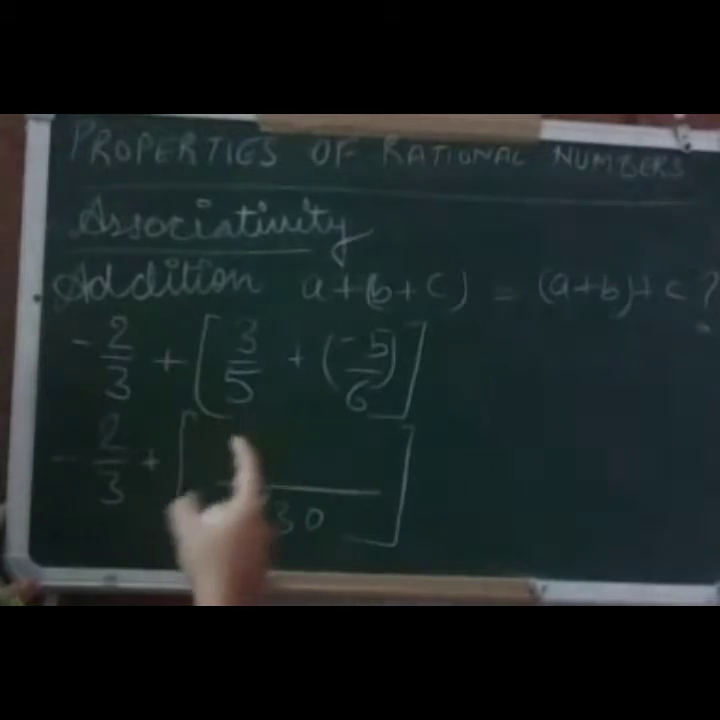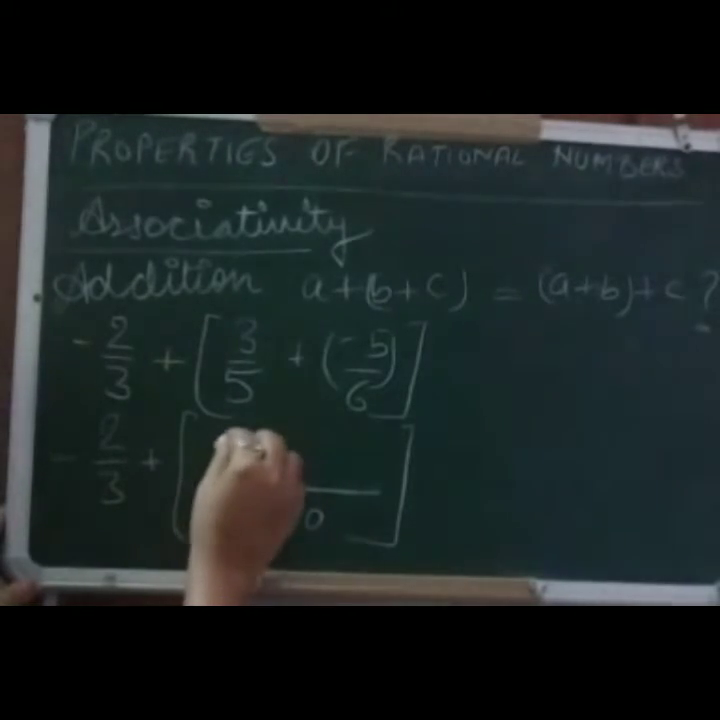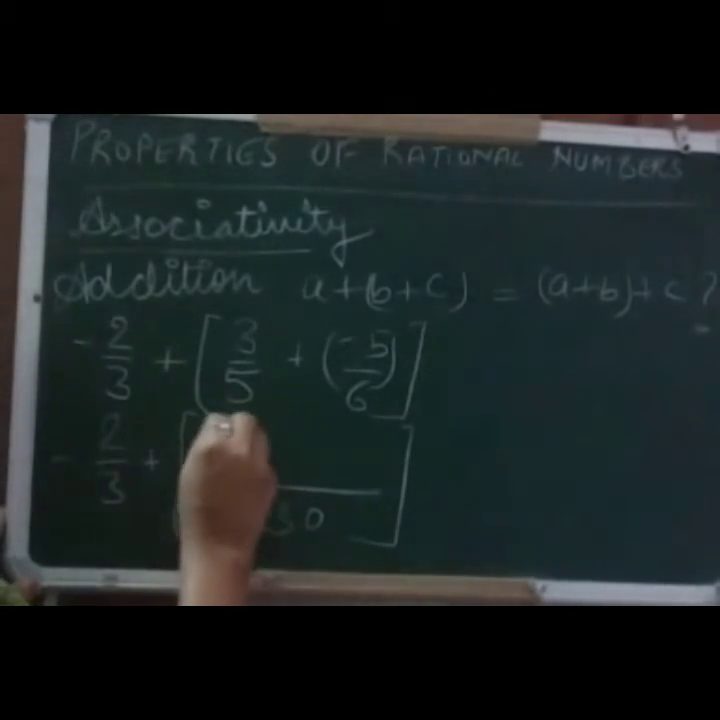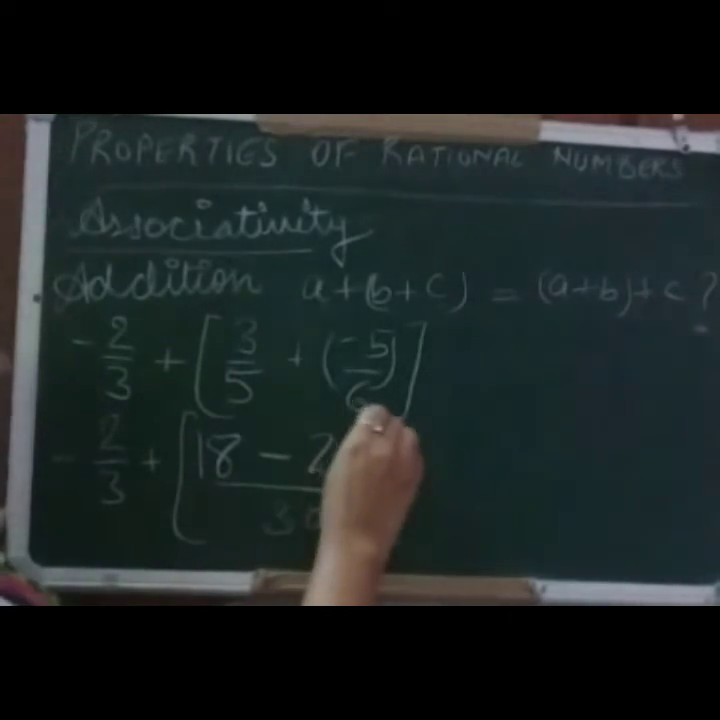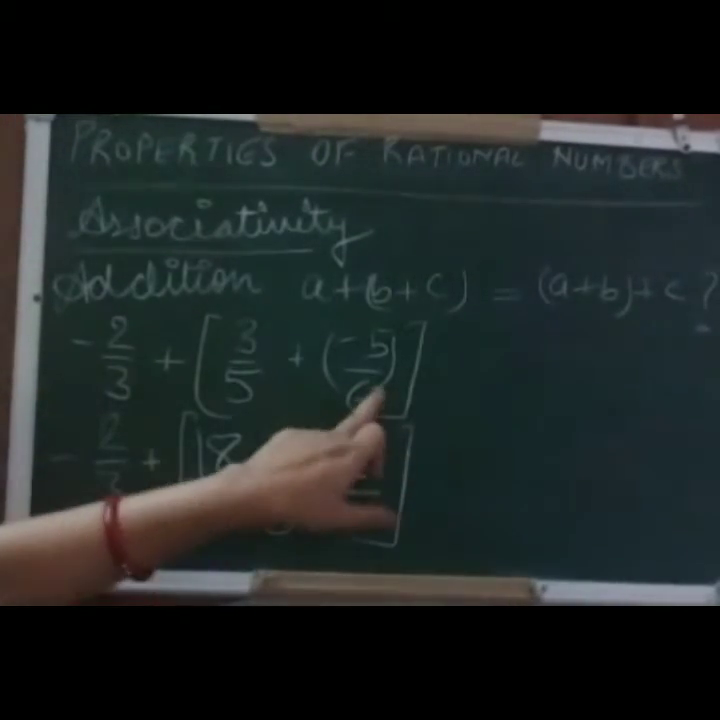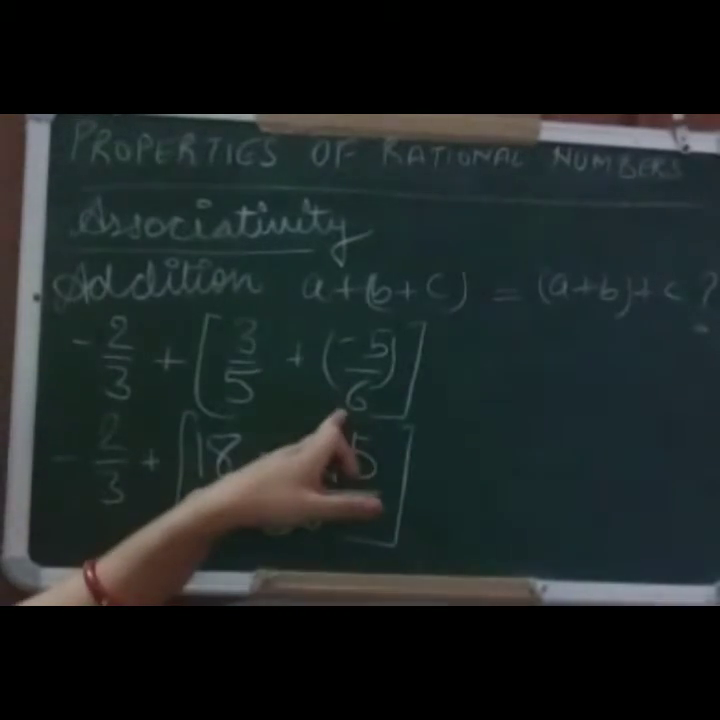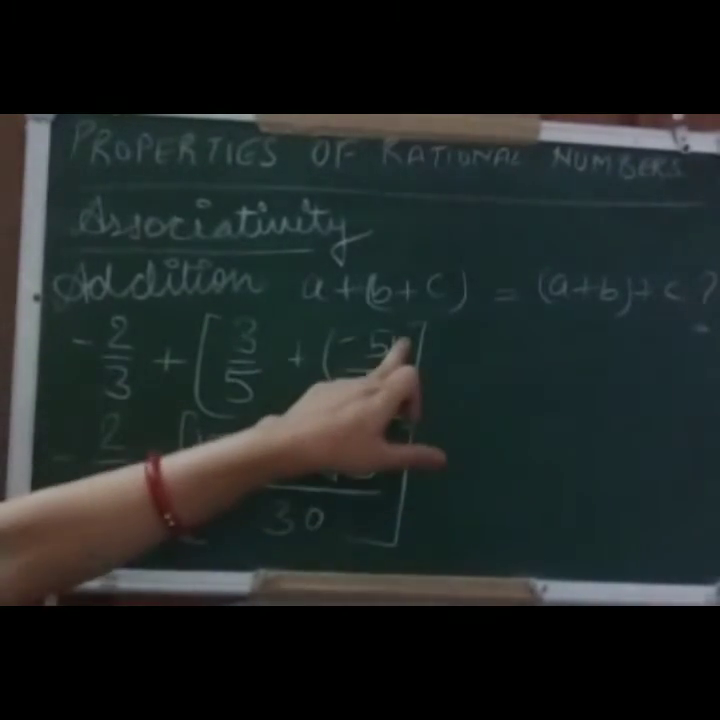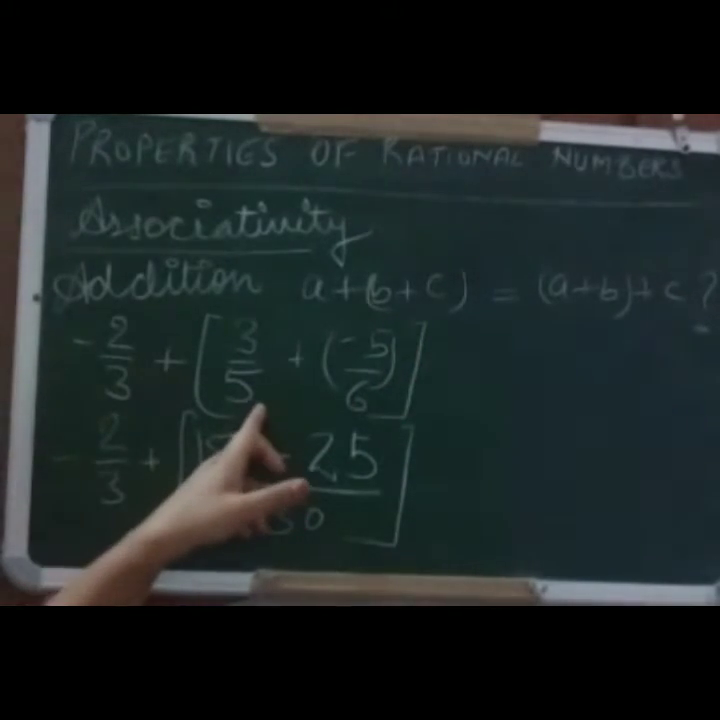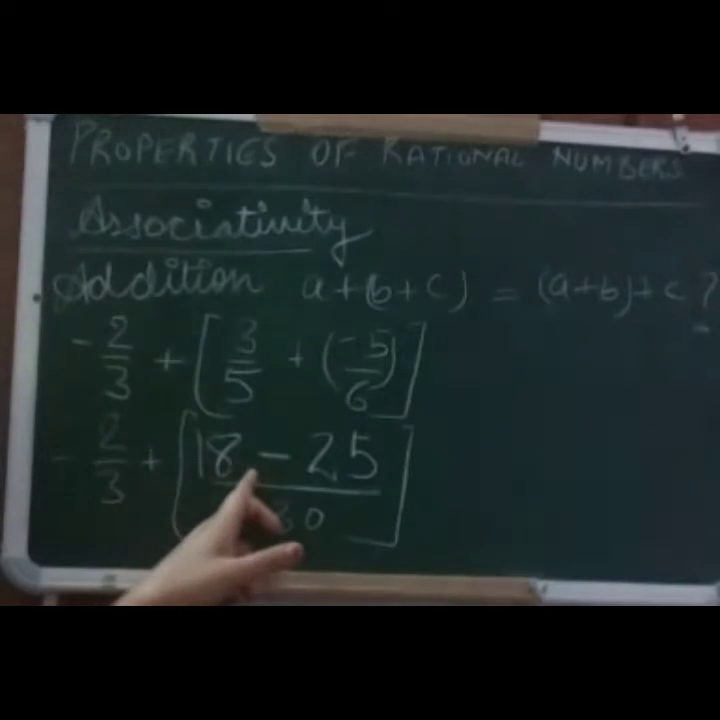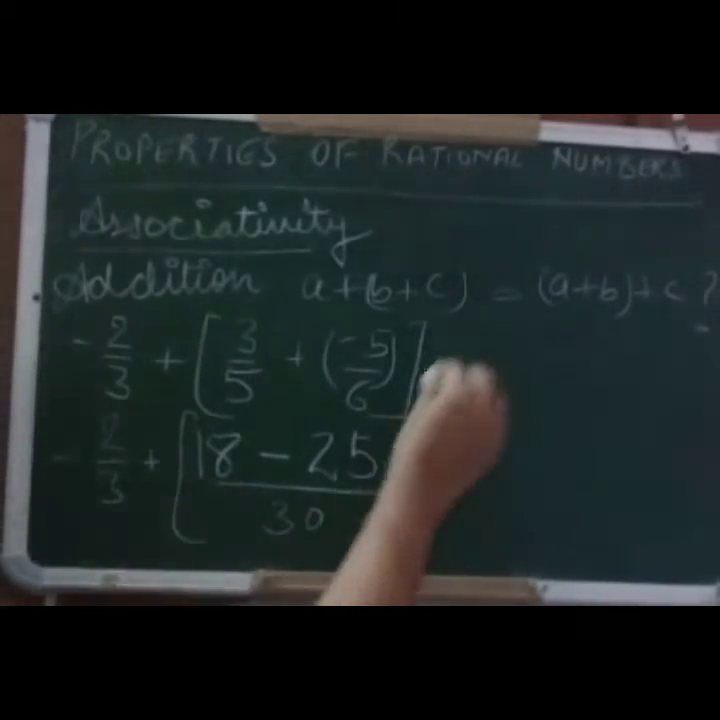See, try to find out the LCM. 5 6s are 30. Now this will become 18, and here 25, because we will make this denominator 30. So 6 5s are 30, so with 5 we will do multiplication here also. Same thing we have done here also. To make it 30, 3 6s are 18. So here what will be the answer?